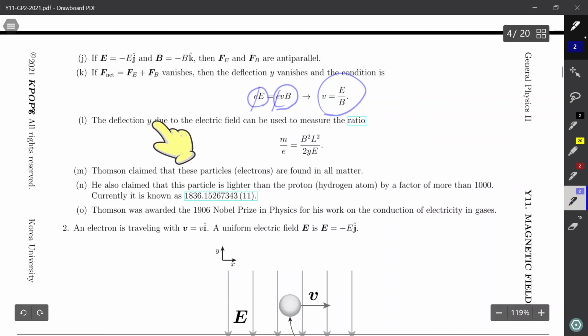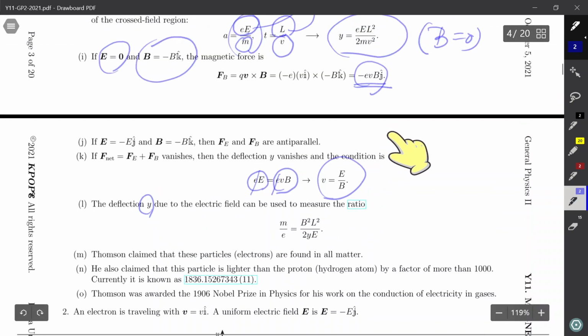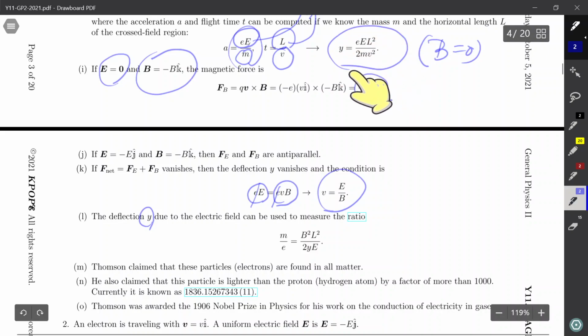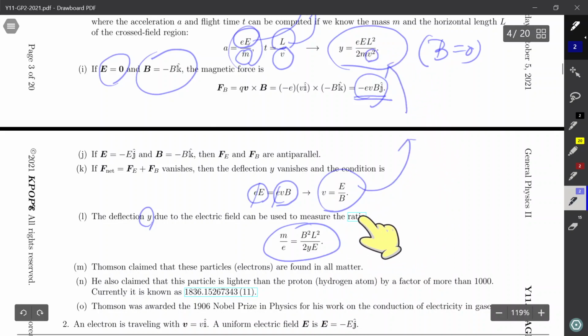The deflection Y due to the electric field can be used to measure the ratio. When both the electric field and magnetic field survive and when they do not cancel, the mass over charge ratio for the electron can be computed by evaluating this number, because this one is substituted in the velocity squared in the denominator.